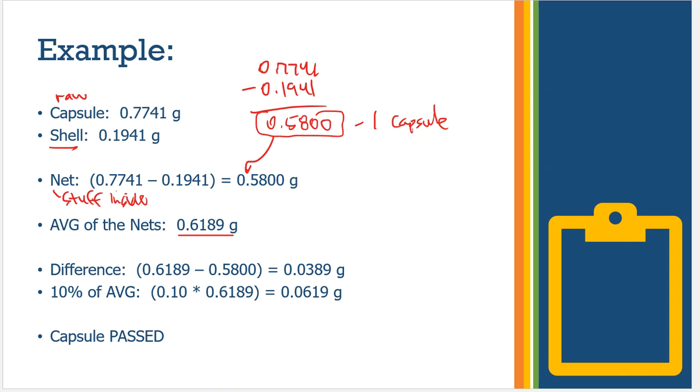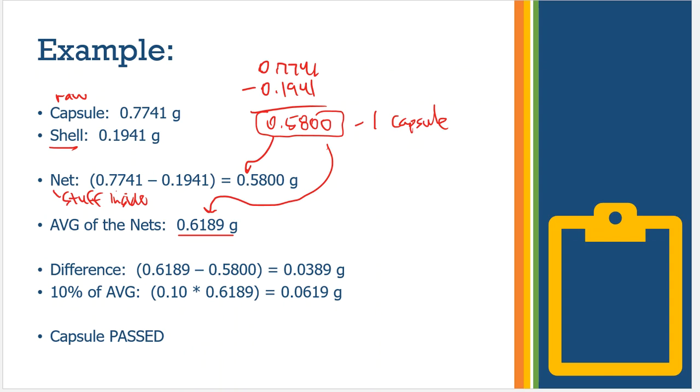So now my job is to compare the net from each one of the 20 capsules to that average. So I'm going to compare the 0.5800 to the average 0.6189. And I need to make a judgment call. I need to say, does this pass or does this fail? And I've got to make the judgment calls 20 times for all 20 tablets because we're doing them individually. That's what this is all about.